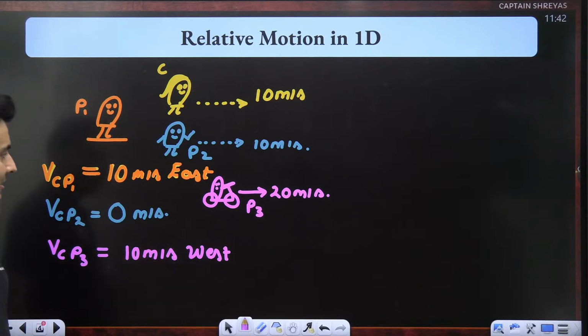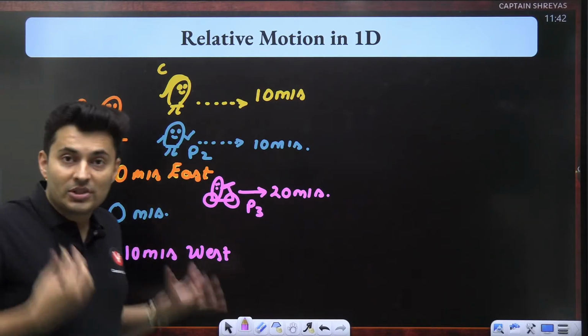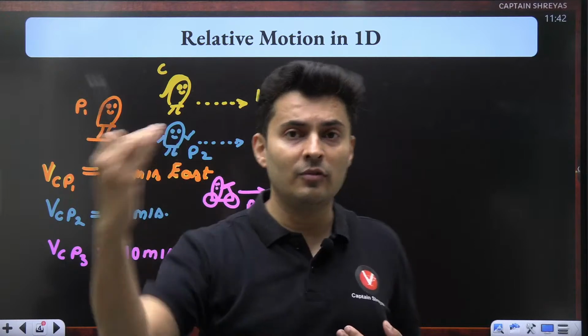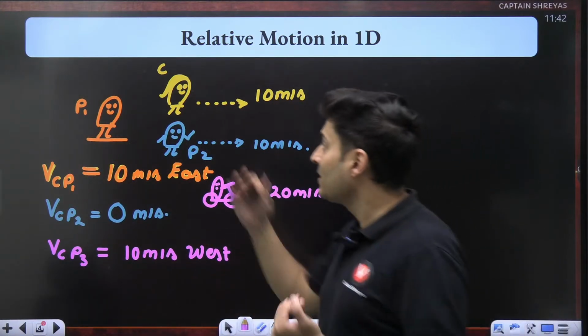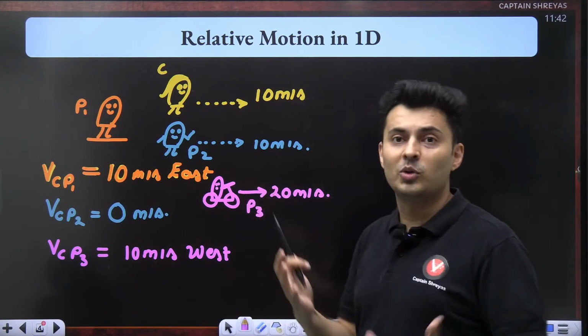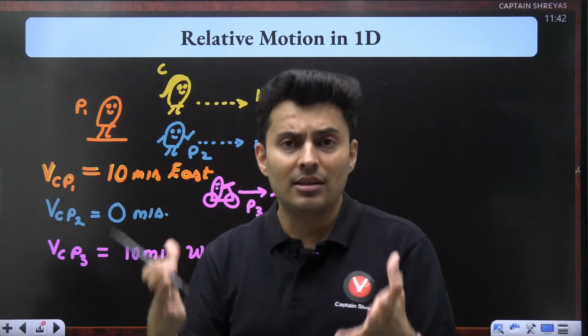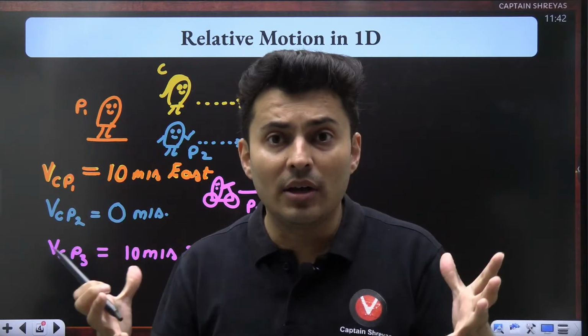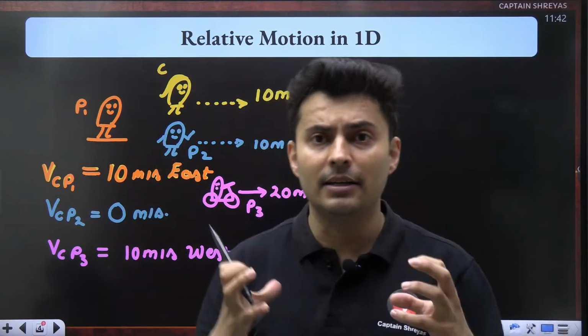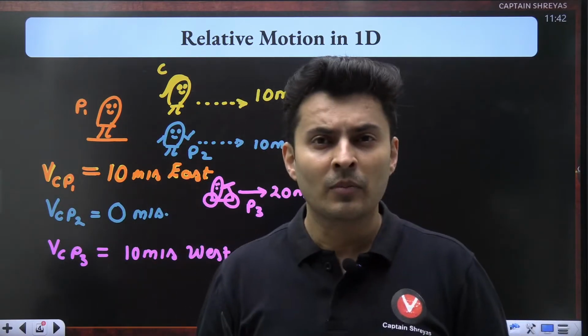Isn't it crazy, guys, how your observer decides the relative motion? Observer decides the relative velocity and the relative motion. So this concept of velocity, acceleration, displacement, all these concepts are actually relative to the observer.